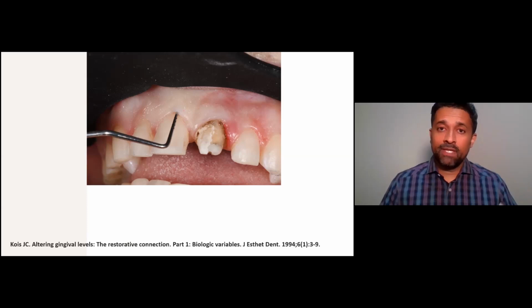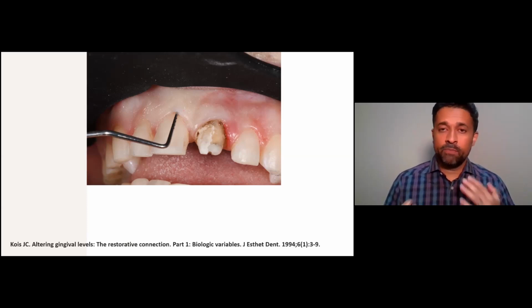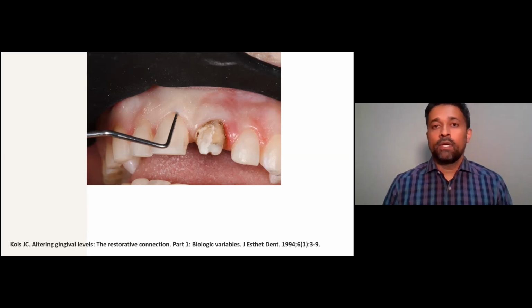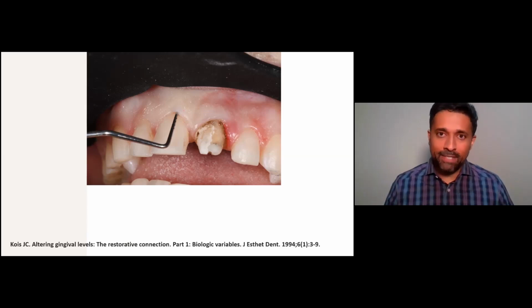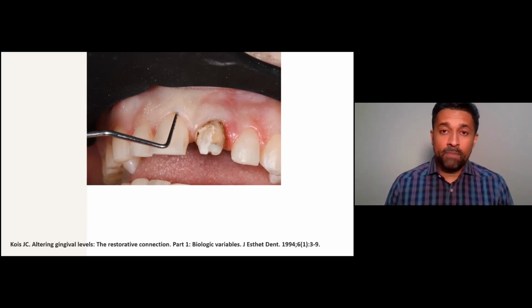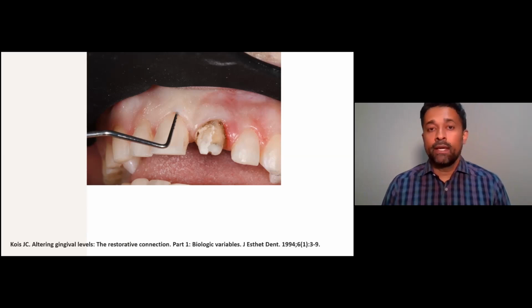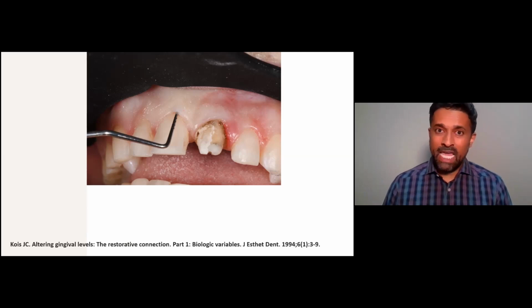So one of the big things where I focus with my CE and research is looking at this periodontal restorative interface. This is what I'd like to focus on, because I want to make sure that the gums look great. One of the big teachers on this, an excellent teacher, is John Kois. John Kois in 1994 looked at an article where he came up with this classification looking at crest levels.